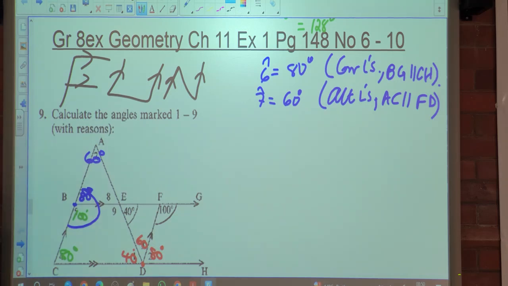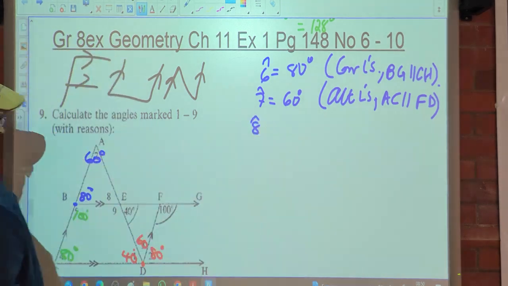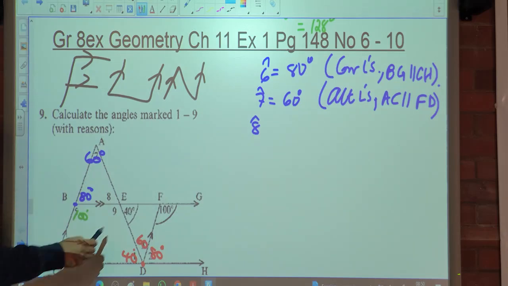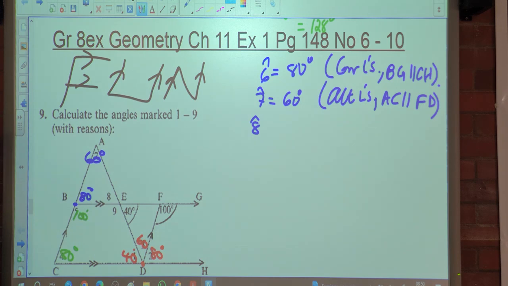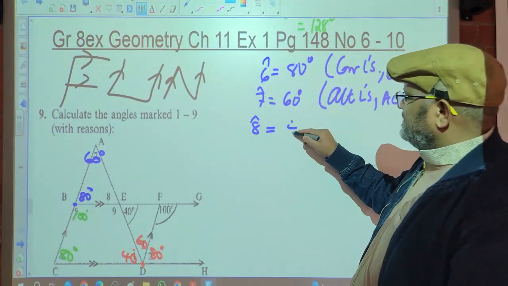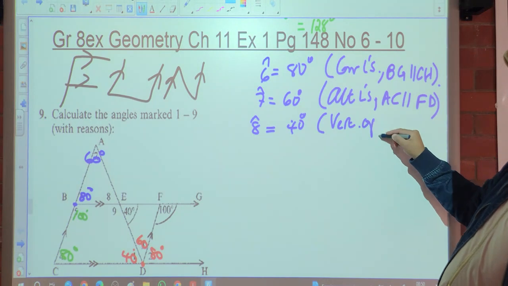Anybody else? Right, question 8, angle 8. Many ways now, no? Angle 8. But yes, corresponding. Not alternate. Not co-interior, sum of triangles. So it's going to be 40. Why? It's vertically opposite.